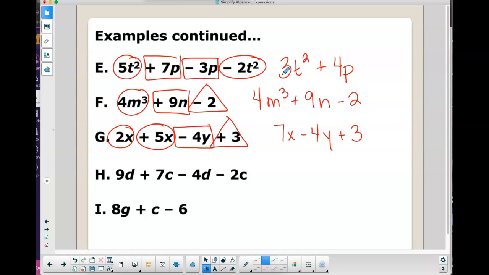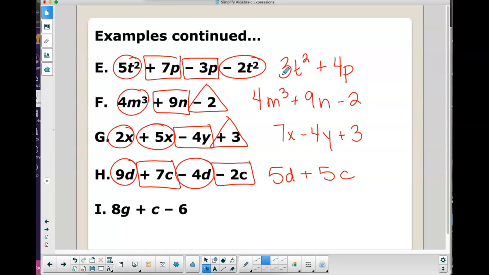All right, how about letter H? Izzy. 5d plus 5c. 9d minus 4d is 5d. 7c minus 2c is 5c.